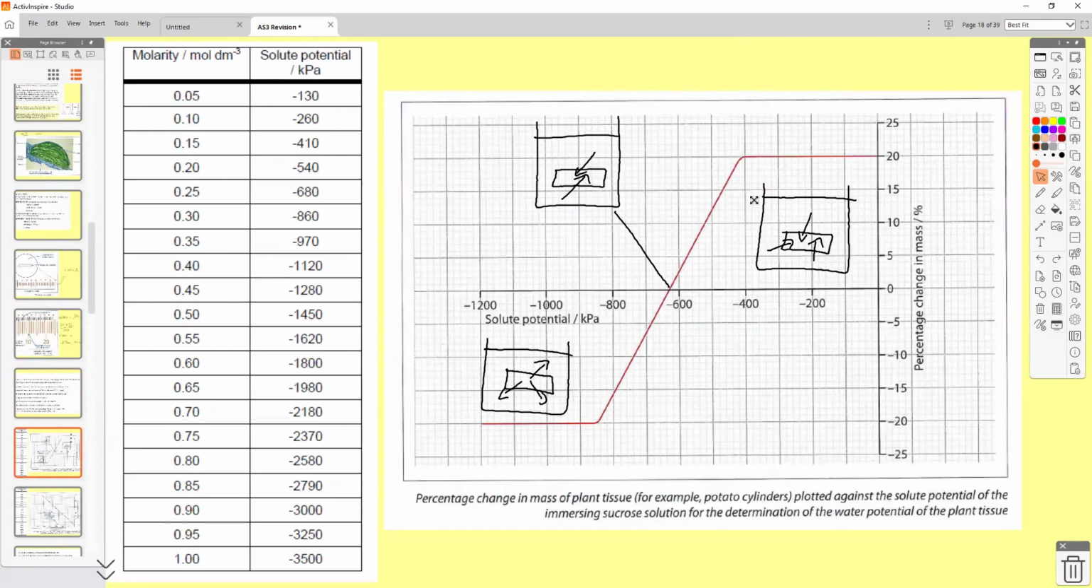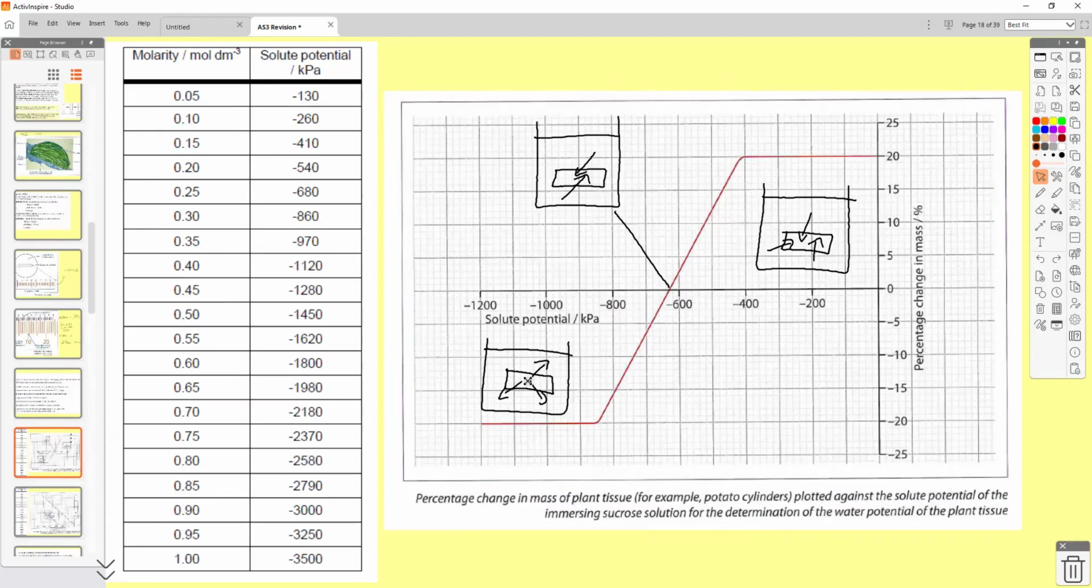In this area here, you've got an increase in mass. So therefore, water is moving in, or more water is moving in than moving out. Okay. Down here, you've got a decrease in mass. This is low solute potential. So that would be a high concentration of sugar or salt solution, and whatever it is. Remember, your zero solute potential is pure water.